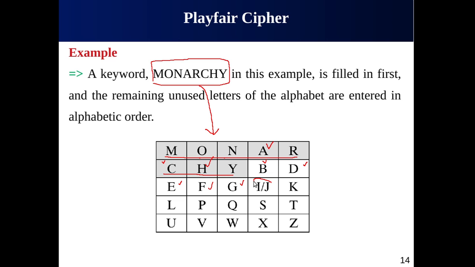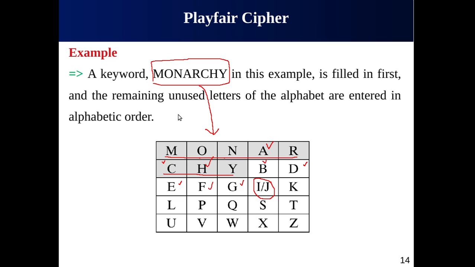I and J, remember from the previous example, from the previous substitution technique, you have to write them combined in a single cell, and then the rest of the letters. So all the 26 letters are adjusted in the 25 matrix. 5 by 5 will give you 25 cells.